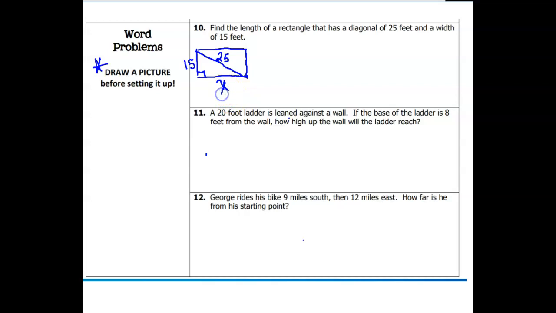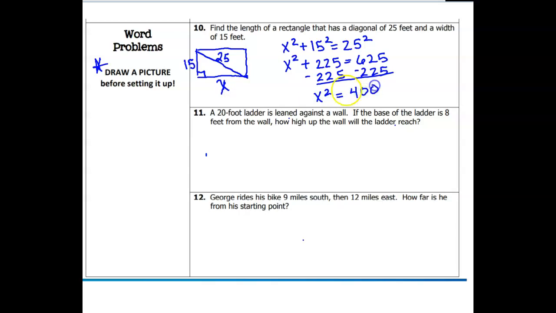So this is our x right here on this side. This is what we're looking for. So once we set it up, we can say that x squared plus 15 squared is equal to 25 squared. That's the hard part, just setting it up. Now we solve it. All right, our 15 squared is 225, and 25 squared is going to be 625. We isolate our x variable by subtracting 225 from both sides, and we get x squared is equal to 400, and we then take the square root of both sides, and when we do that, our x is going to be equal to 20 feet. So we found the missing side.